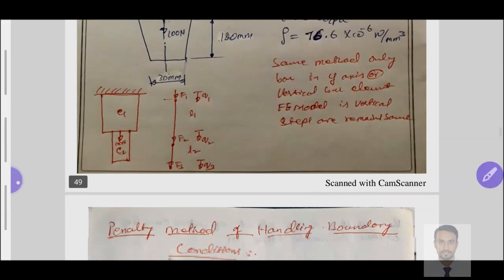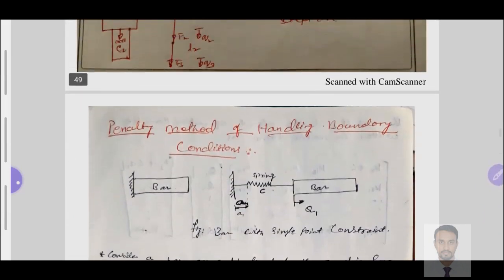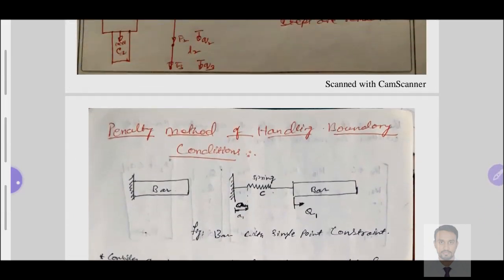Take this as an assignment, all of you solve the problem. In the next class, in the next video, I'll take the penalty method, a type of handling boundary condition.